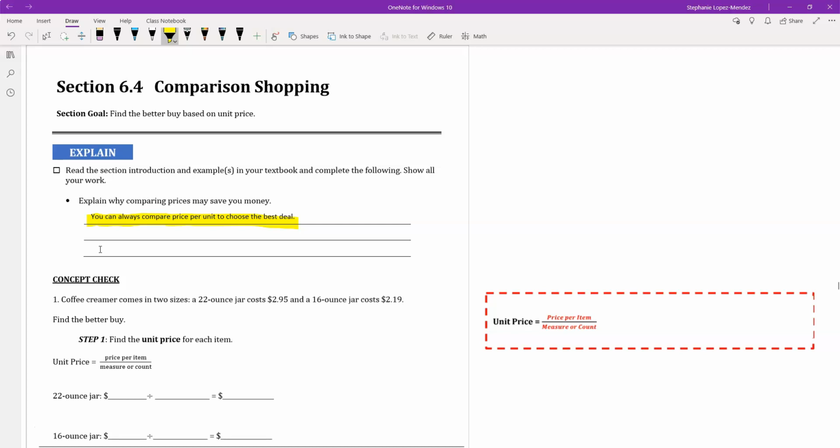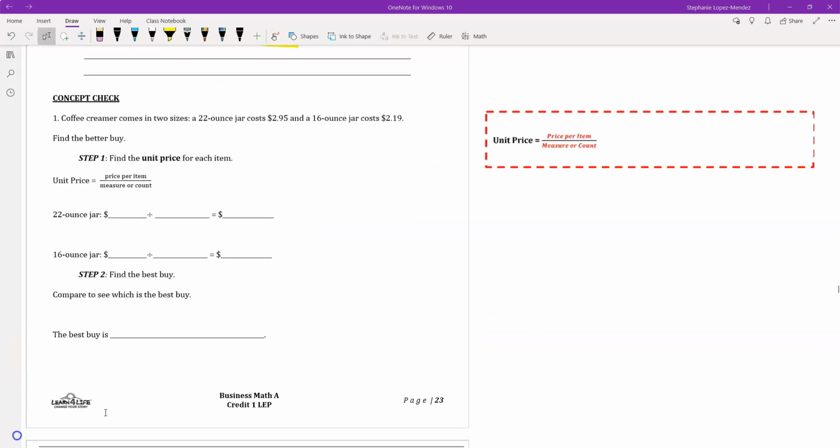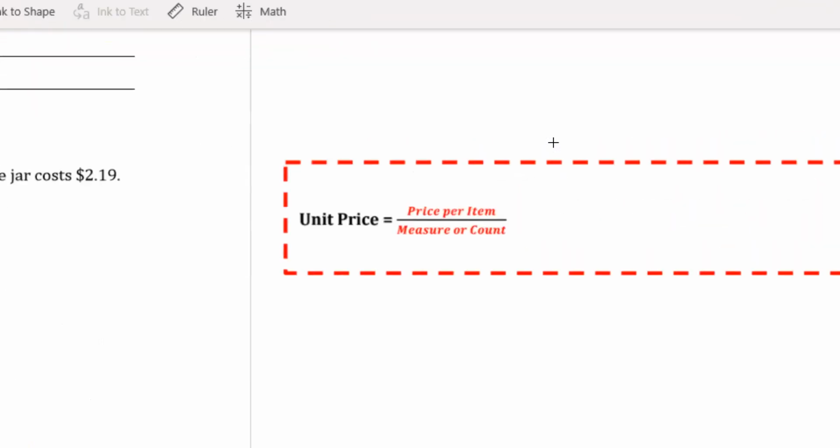The more information you have about a product in different stores, the better choice you can make in order to save money. In this unit, we are going to use the same formula that we did on section 6.3, which is unit price equals the price per item over the measure or count.